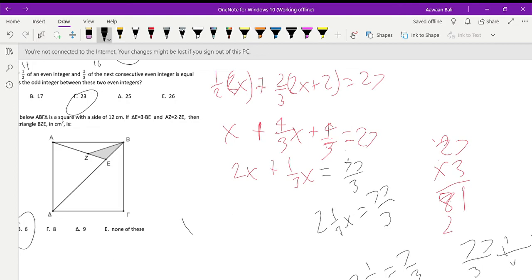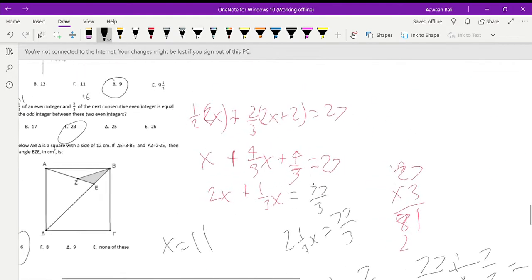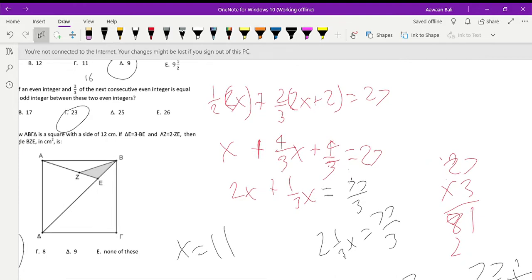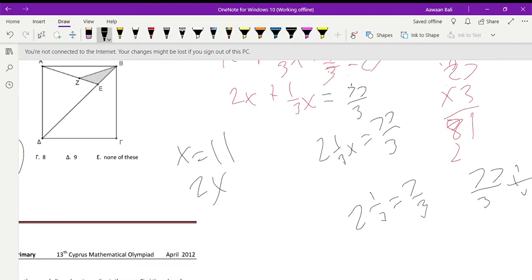X is 11. However, we said the even number was 2x because we wanted to be more specific, which kind of helps, I guess. So when you do 2x, that's 22. You got your even number, and then you add 2, 24.